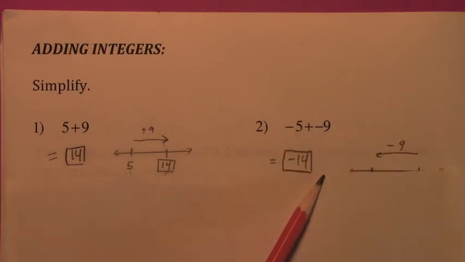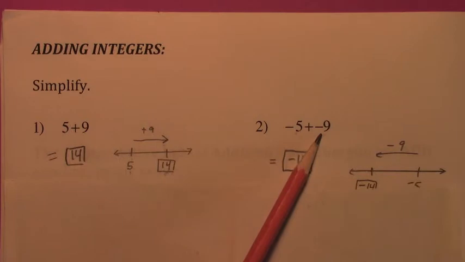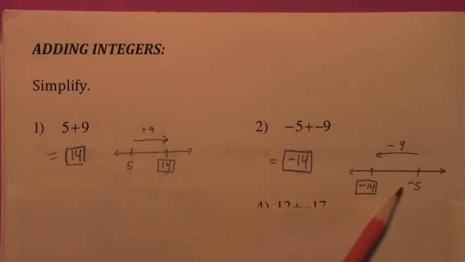When you add two negatives together, it's going to be negative, isn't it? You can think about it in terms of money. If you lose $5 and then you lose 9, you've lost a total of 14. Or the number line works here too.